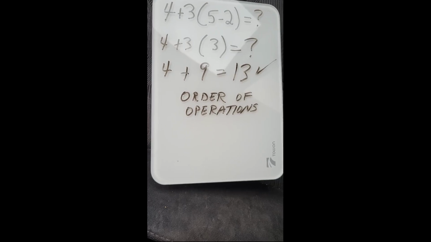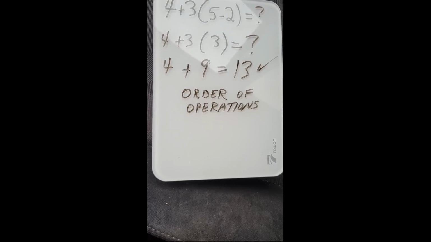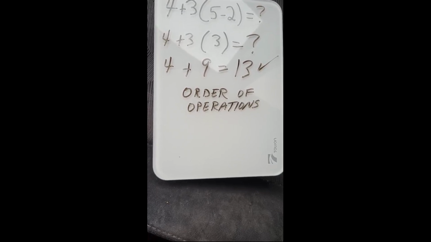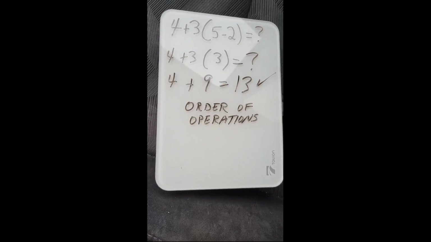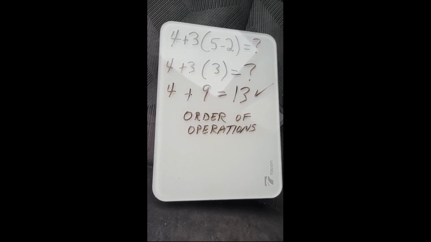5 minus 2 is 3. Then multiplication comes next outside of the parentheses. You've got 3 times 3 is 9. 4 plus 9 is 13. Order of operations. A lot of people are getting this wrong, giving an answer of 21.